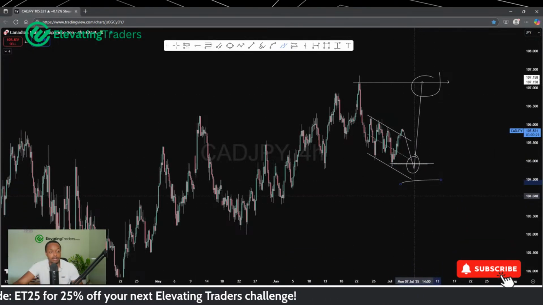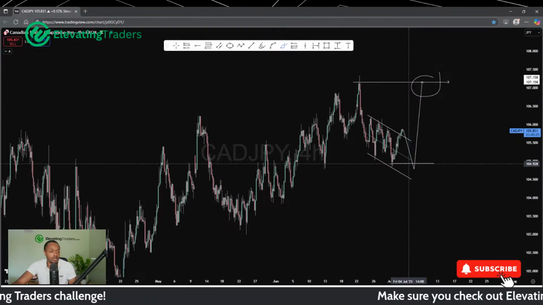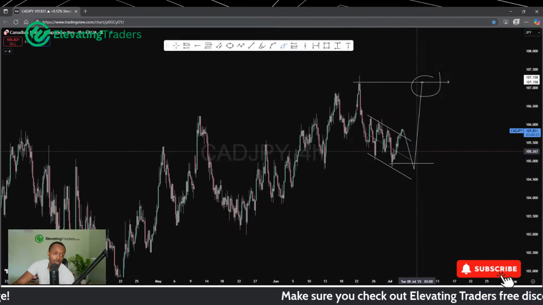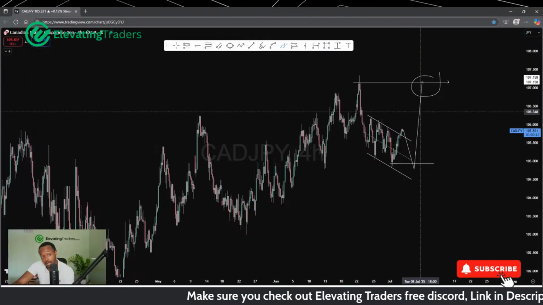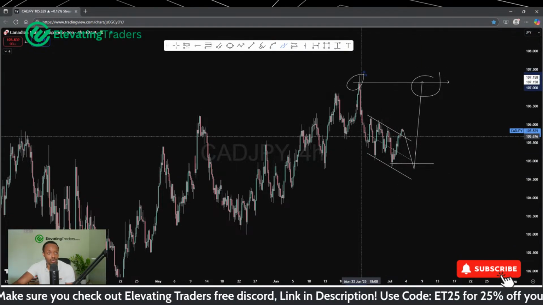You position better as well, better stop loss, and probably a much better risk reward as well. So I think there's a lot more pros entering on the pullbacks than the breakouts. But CAD Yen, I do expect to see more upside here and a push back to 107. Then we'll go from there.